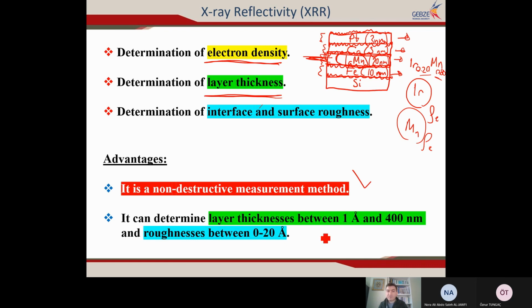Layer thicknesses between 1 angstrom and 400 nanometer can be determined. So here I'm talking about 1 angstrom layer thickness, okay? So this can be done. There are several publications in the literature related to this precise determination of the thickness in multi-layered systems by using X-ray reflectivity, and the roughness at the surface of the thin films and also at the interfaces can also be determined by using this method. Roughnesses between 0 and 2 nanometer, or 20 angstrom, can be determined by using this X-ray reflectivity method.